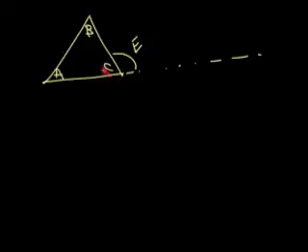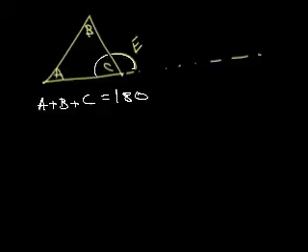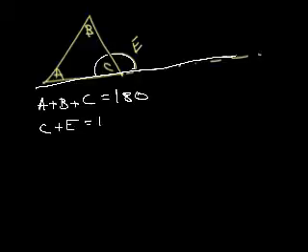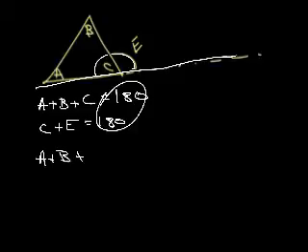So look what we've got here. If we add angles A, B, and C up, we get 180 degrees. What happens if we add these two angles together? If we add this angle and this angle, we get a straight angle, a supplementary angle, which means we get a measurement of 180 degrees as well. So if these two are equal, then A plus B plus C equals C plus E.